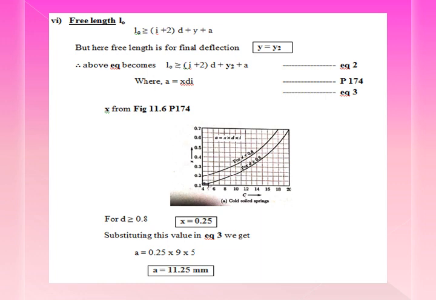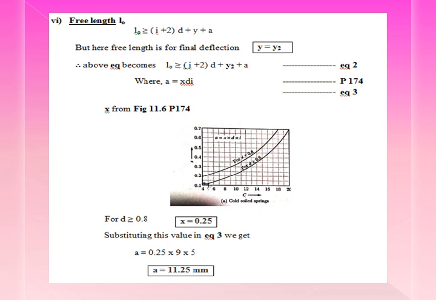So that particular equation will reduce to L naught greater than or equal to i plus 2 into d plus y2 plus a. We'll call that equation number 2, because here we are supposed to find the value of a as well as the deflection first. Now, on page number 174, one of the equations is there: a is equal to x into d into i. It is a factor. a is equal to x into d into i. We'll call that equation number 3.